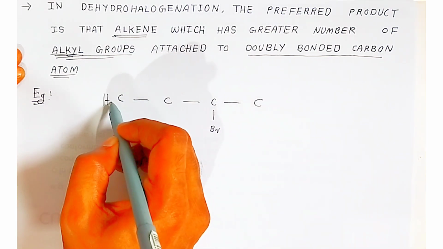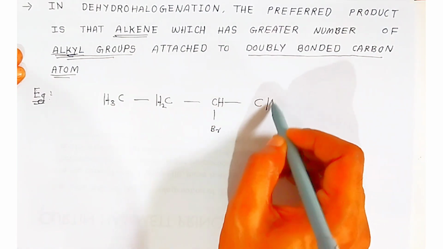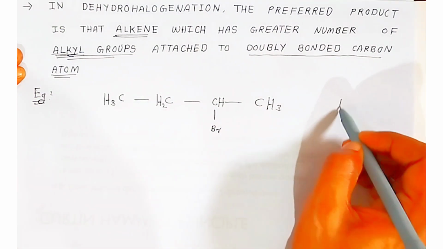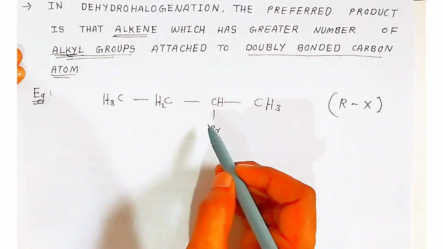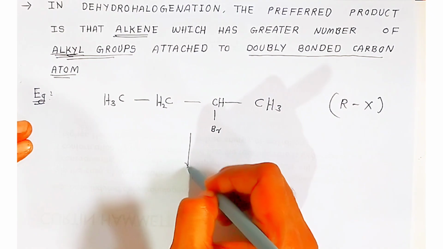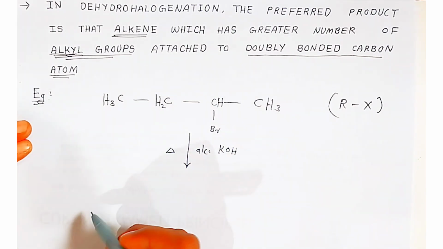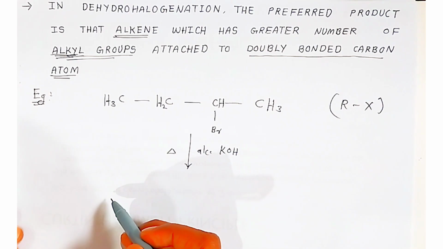Fill the valency with hydrogen: CH3, CH2. This is one carbon, one hydrogen. Now this is your alkyl halide, students. So this is the alkyl halide, that is secondary butyl bromide. What happens, students, when you do the elimination reaction in presence of alcoholic KOH and heat it? You will find two types of product.